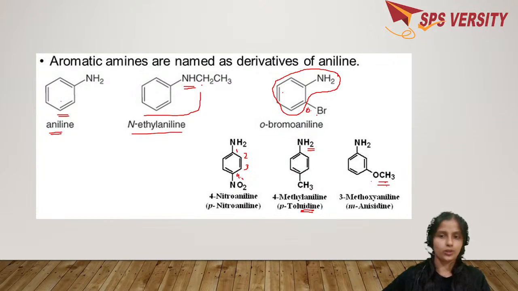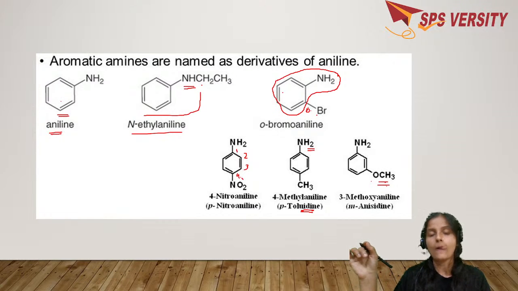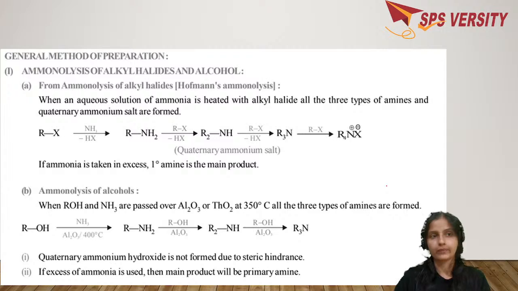And you name the positions accordingly, like 2, 3, 4, 5, 6, or you can also mention them as ortho, meta, para, this way. Then how do you prepare amines? That's the next question.